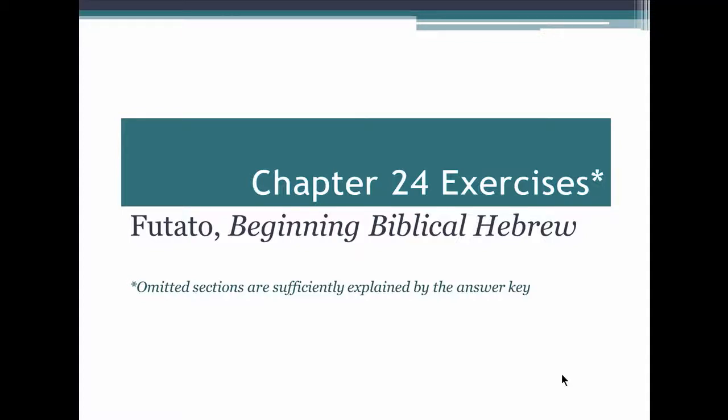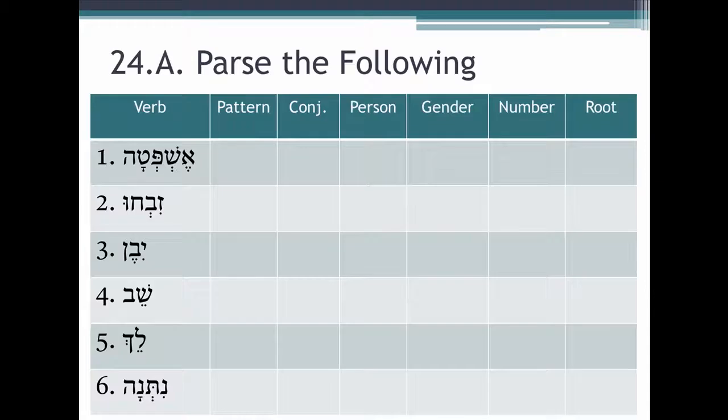These are the exercises for Futato, chapter 24. Begins with parsing. Okay, we'll go through our familiar parsing exercise. Now remember, this chapter had to do with volitives, so we want to be cognizant of that. He's actually, in these exercises, going to give you two parsing sections. This one's going to be about the volitives, so really focused on them. And the next one, it'll be a mixture.